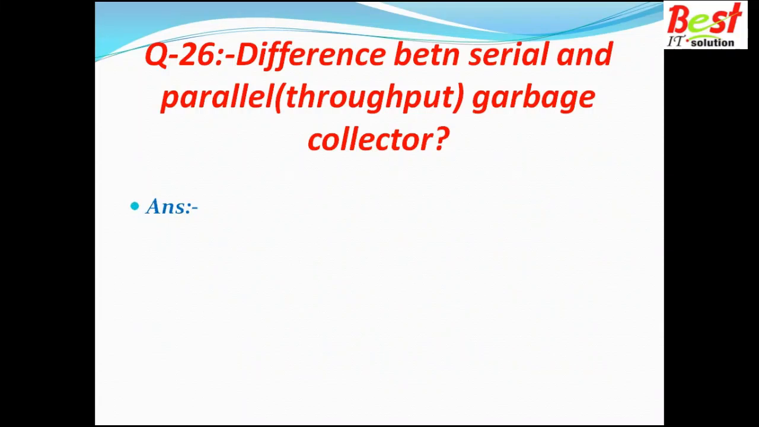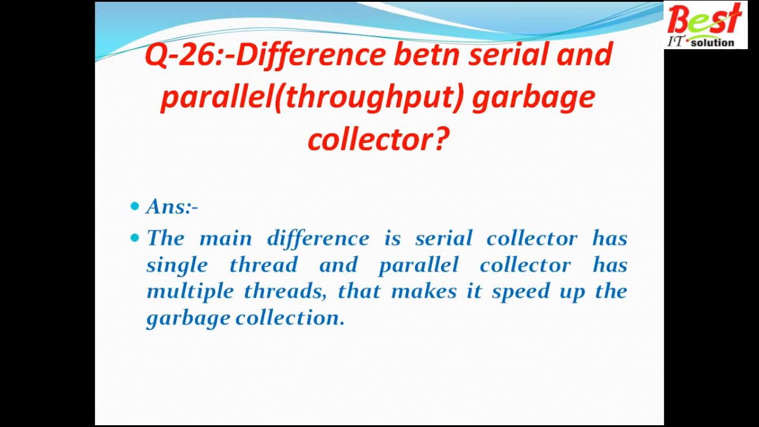So, the difference between serial and parallel garbage collector. The parallel garbage collector can also be called the throughput garbage collector. As its name suggests, the main difference is that the serial garbage collector has a single thread, and the parallel garbage collector has multiple threads. That speeds up the garbage collection process.